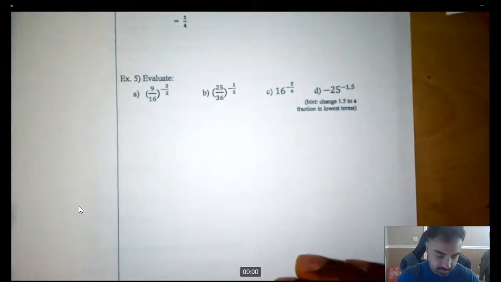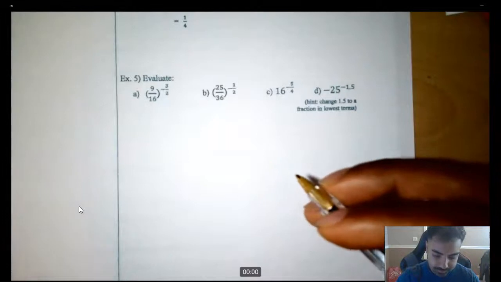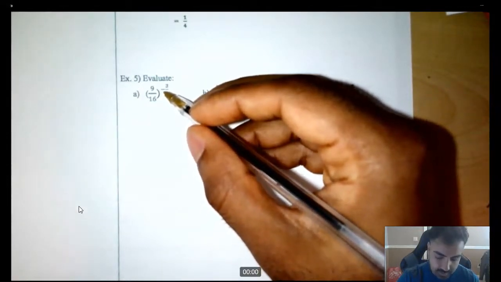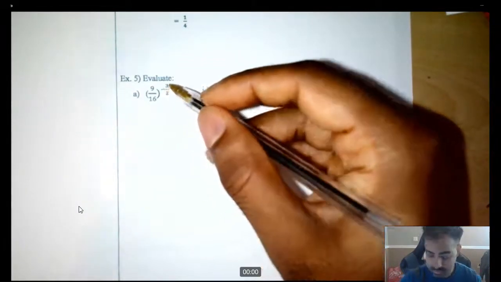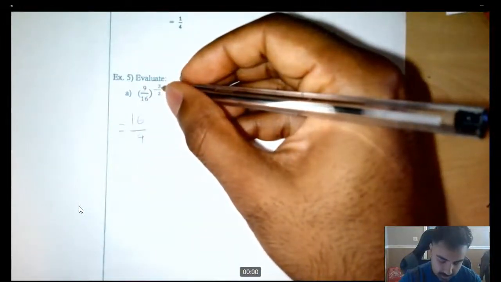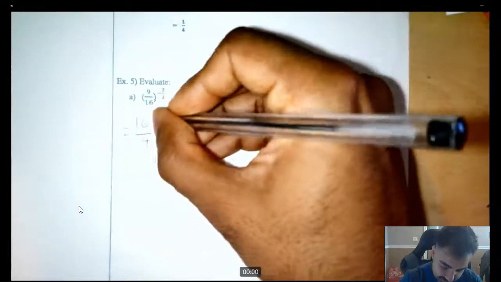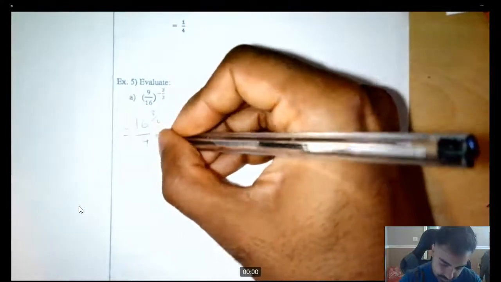Okay, so let's look at the first example. We got 9 over 16 to the power of -3/2. So here, just notice the first thing we're going to do, we see a negative exponent. And in these types of questions, usually it means we need to find the reciprocal to get this positive. So flip this around, so 16 over 9. And then remember this 3 over 2 gets applied to both the top and the bottom. So 3 over 2 and 3 over 2.